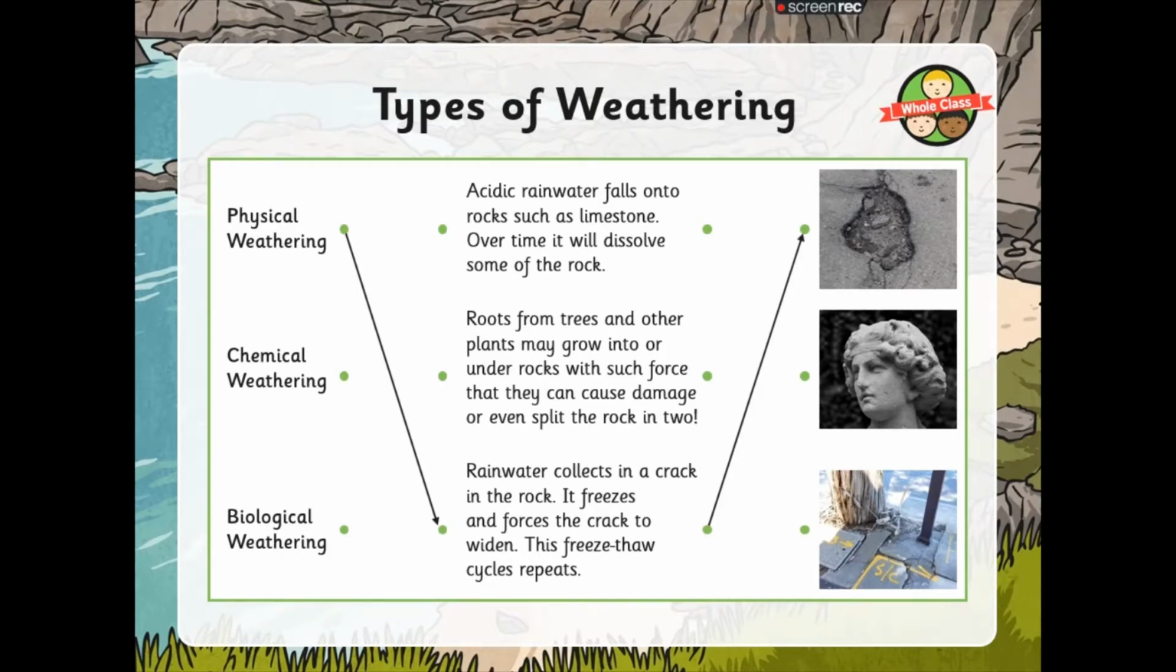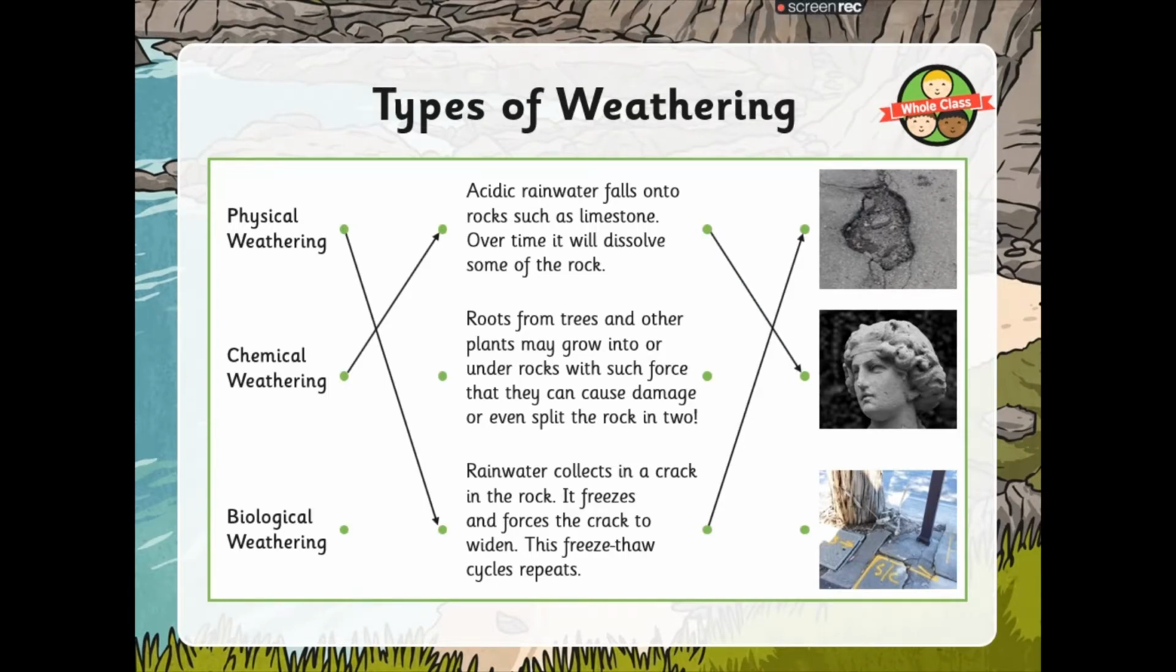Chemical weathering. Which one of these is chemical weathering? Of course, it is a top one because it's acidic rainwater. Okay, it falls onto the rocks such as limestone, and over time, some of this rock will disappear. What is a demonstration photo there? Of course, it's the second one.